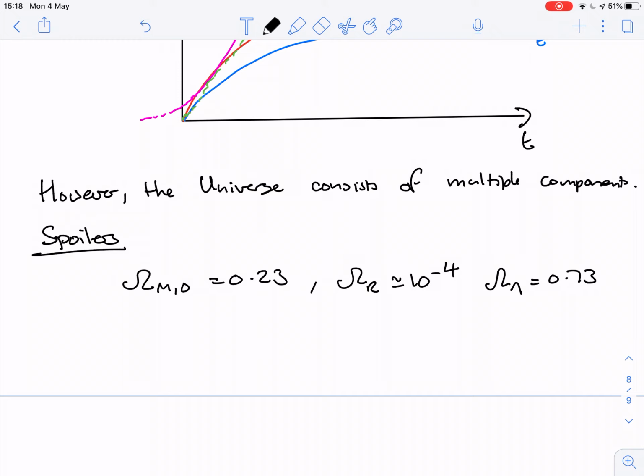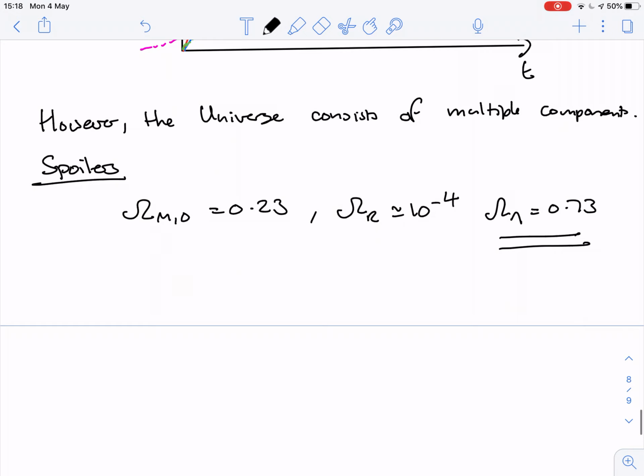So in fact, despite what I've said about it's really not obvious why there should be a cosmological constant, there seems to be one. It actually seems to be the dominant component of the universe. You'll also notice that omega total, omega m plus omega r plus omega lambda, is equal to 1. So the universe appears to be flat.